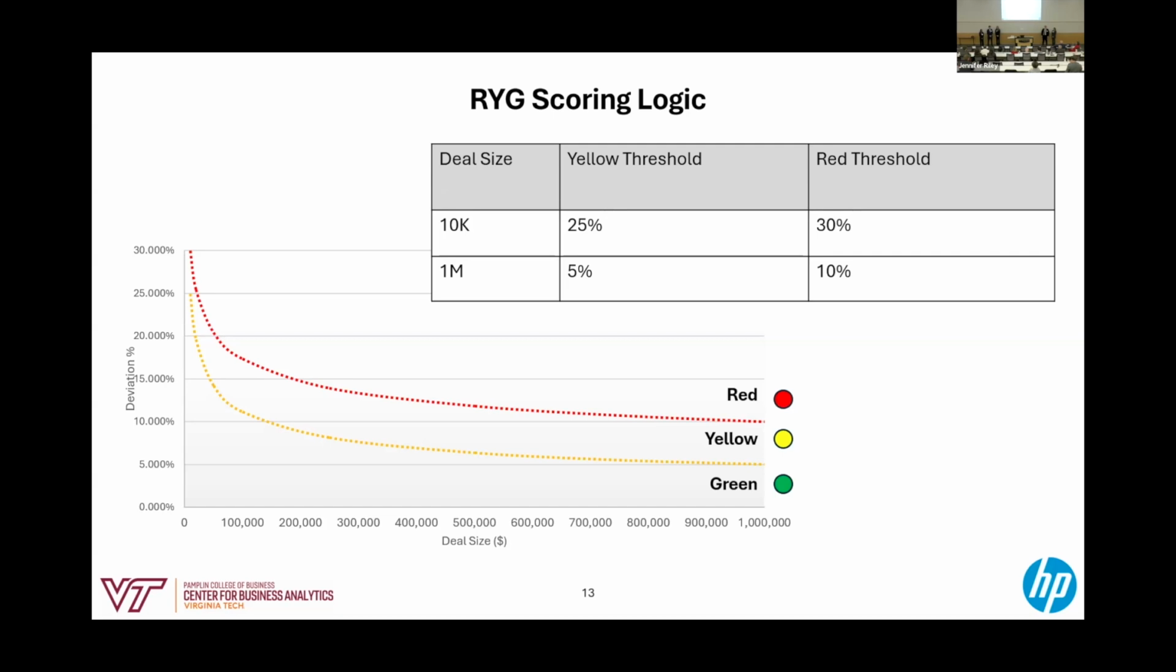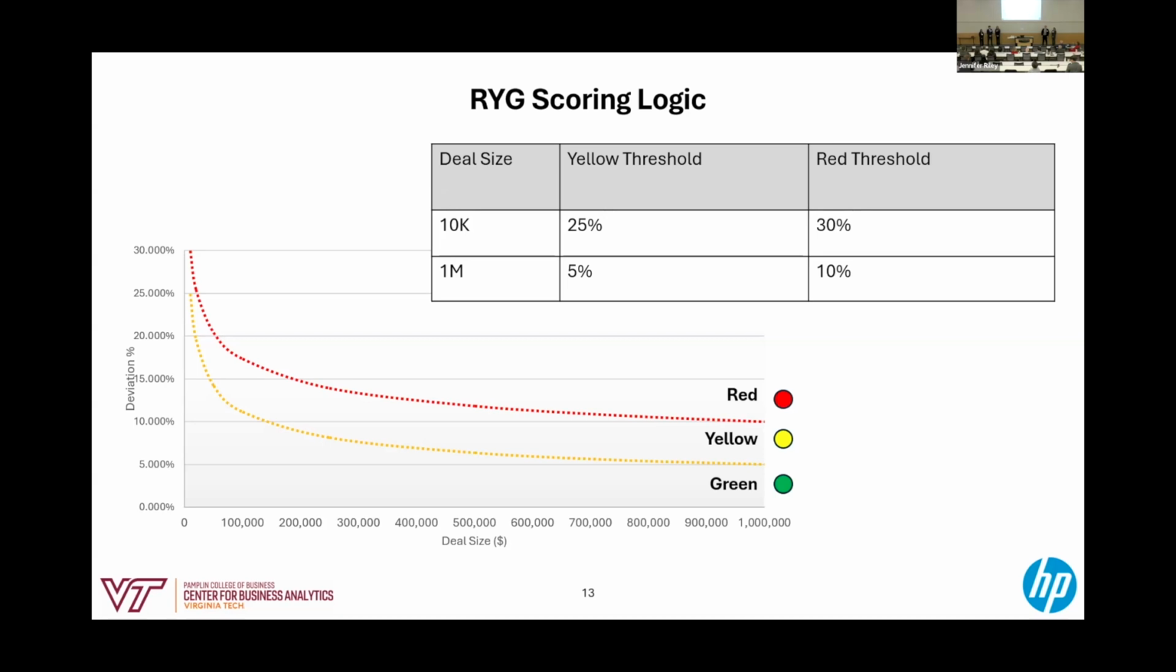We anchored this model at 2 key points. For a $10,000 deal, we allow 25 to 30% deviation, and for a $1 million deal, we allow 5 to 10% deviation. From there, we connect these 2 points with an exponential curve, so any deal size can be compared to proportionally appropriate thresholds. Under the hood, these thresholds follow exponential decay functions. As deal size increases, the allowable deviation decreases, with the yellow line dropping off much more rapidly in order to create an early warning zone before performance becomes critical.